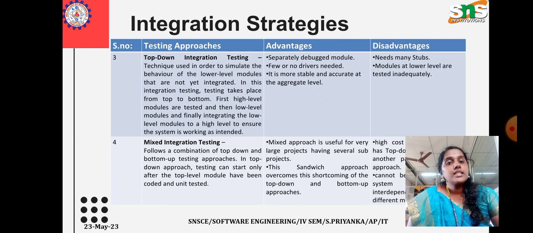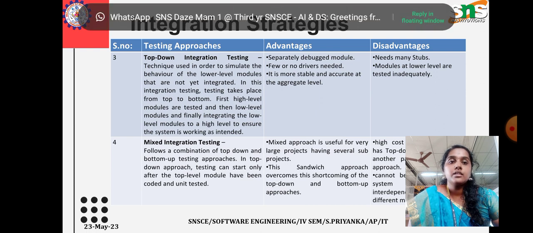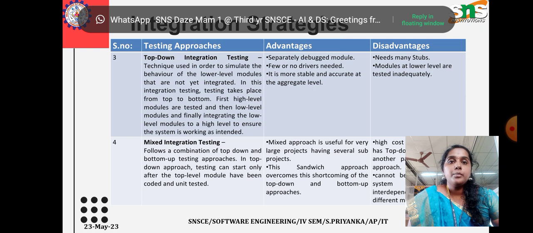Next is mixed integration testing. Here the mixed integration technique follows a combination of top-down and bottom-up testing approaches. In the top-down approach, testing can start only after the top-level modules have been coded and unit tested. Next, advantages: the mixed approach is useful for very large projects having several subprojects. This sandwich approach overcomes the shortcomings of the top-down and bottom-up approaches.